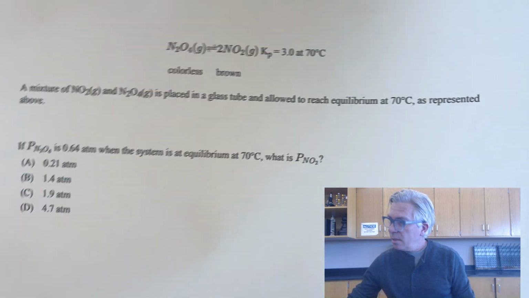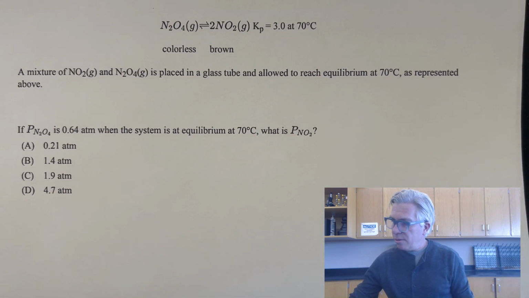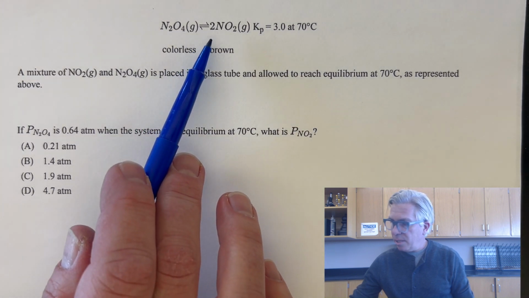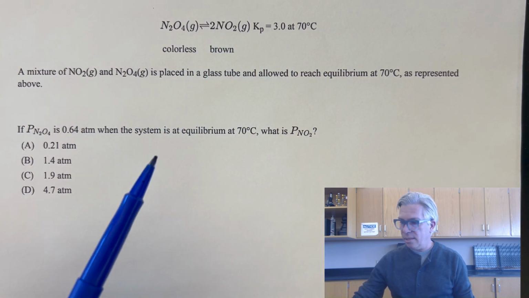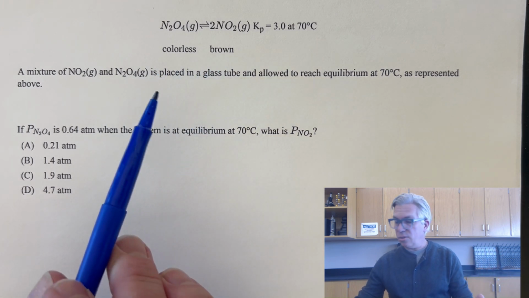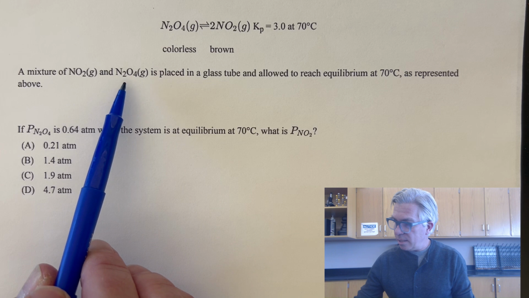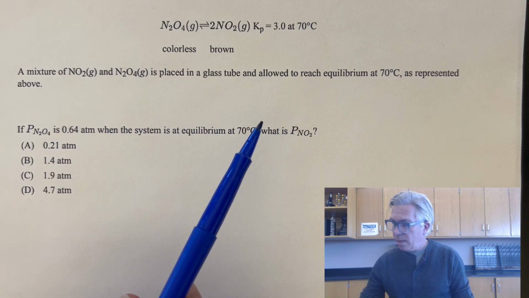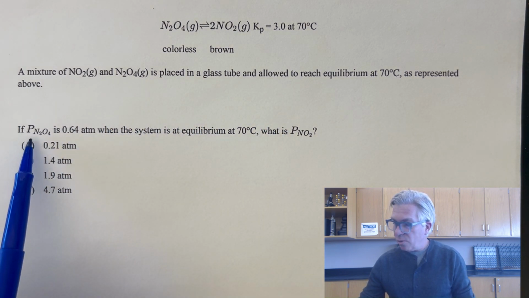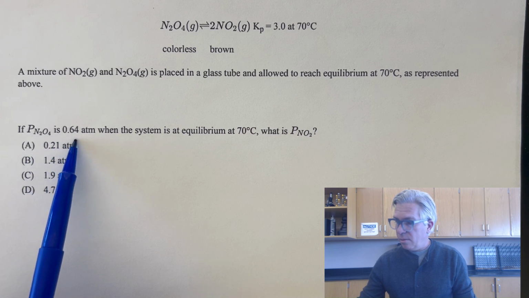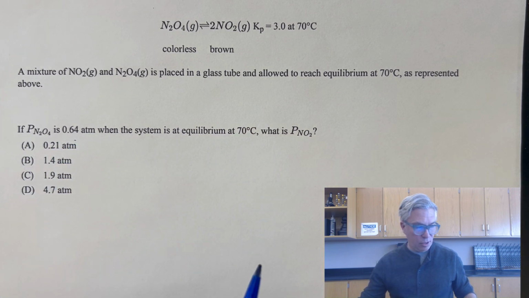Okay, next one. Here we have N2O4 making two NO2s. Kp is 3 at 70 degrees Celsius. This is colorless. That's brown. This is a demo that I do in class. A mixture of NO2 and N2O4 is placed in a glass tube and allowed to reach equilibrium. If the pressure of N2O4 is 0.64, what is the pressure of NO2?